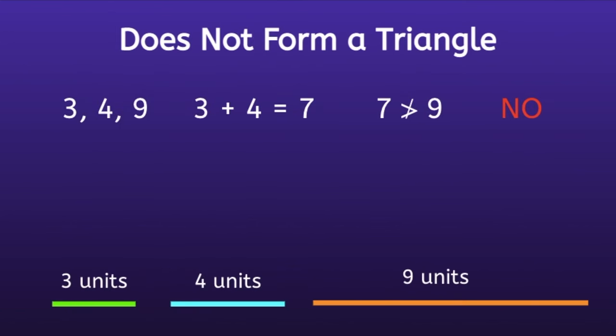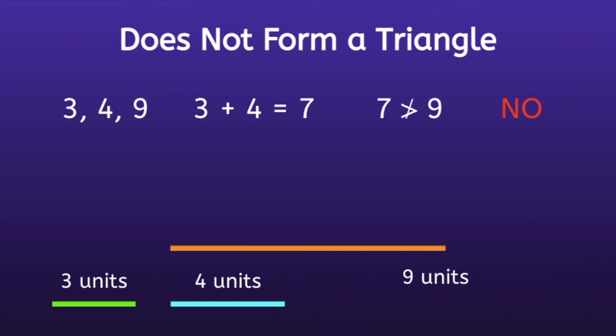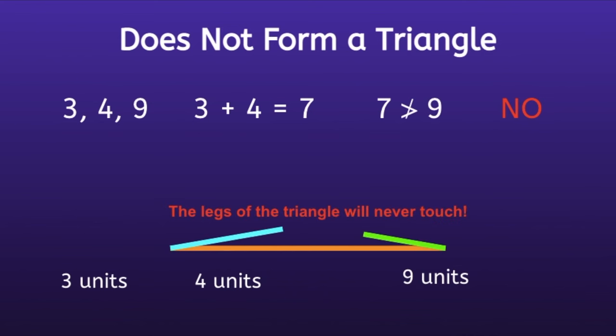Let's make sure that 3, 4, and 9 do not form a triangle. So we'll start with the base of 9 units, then we'll put in the 4 units on top of that, and the 3 units as well. If I try to change the angles of the two legs, notice that they will never touch. So this will not form a triangle.